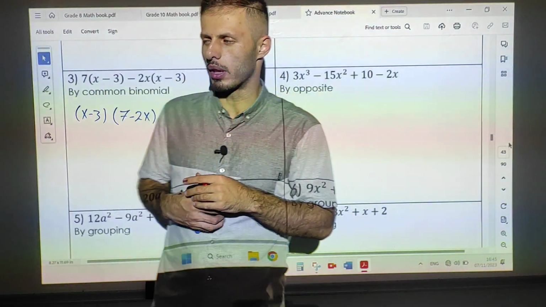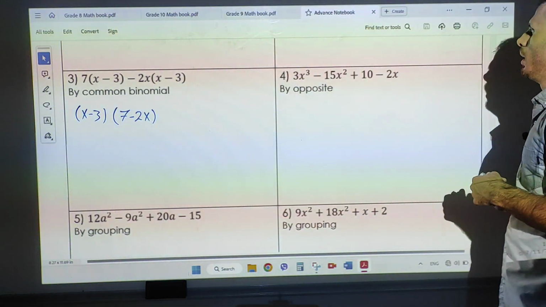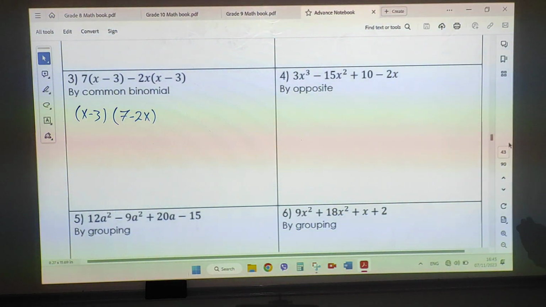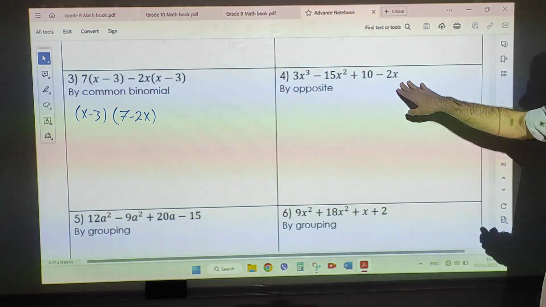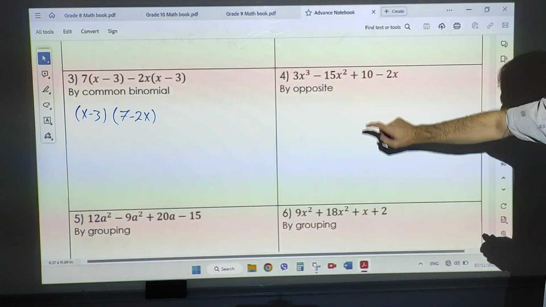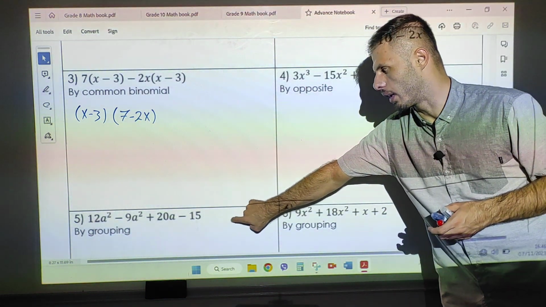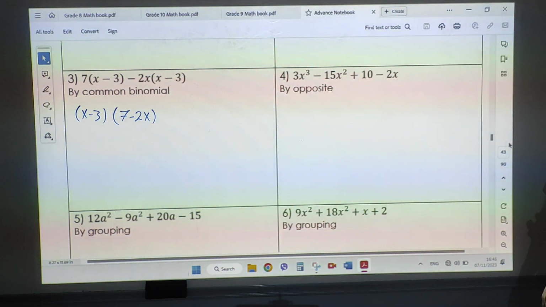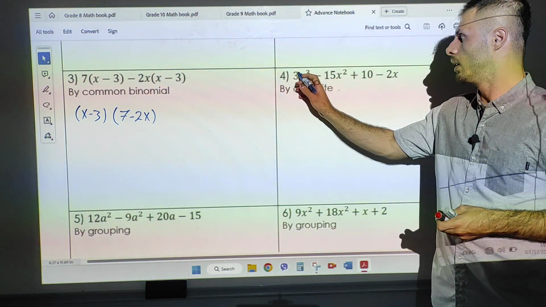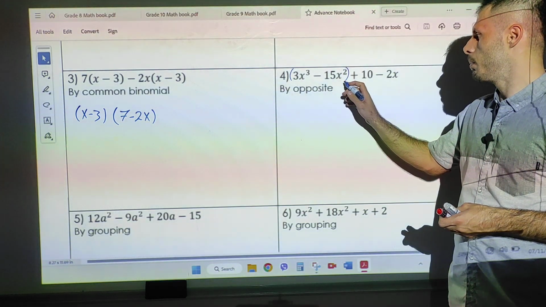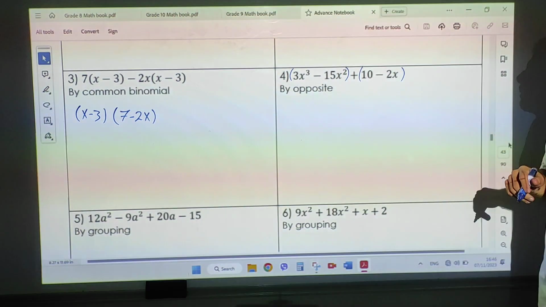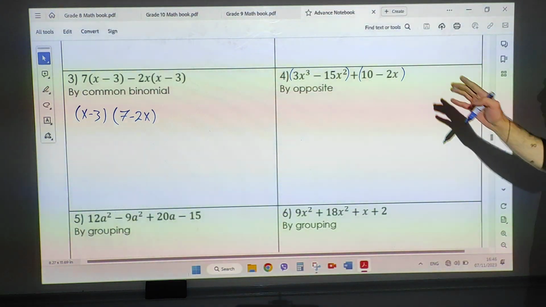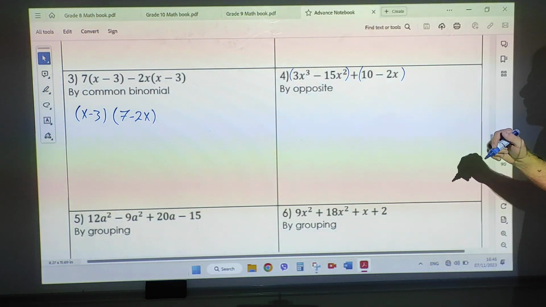The other one by opposite. By opposite, we have 1, 2, 3, 4. 1, 2, 3. In these three questions, all of them we have 4 terms. In these 4 terms, always make it 2 parts, but between them must be plus. Between the 2 brackets must be plus.